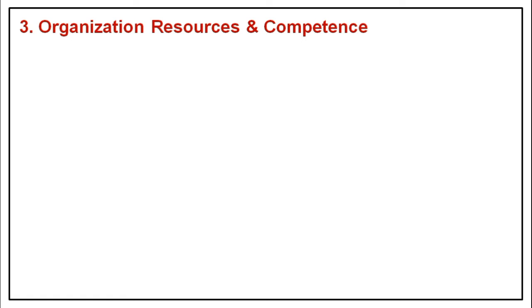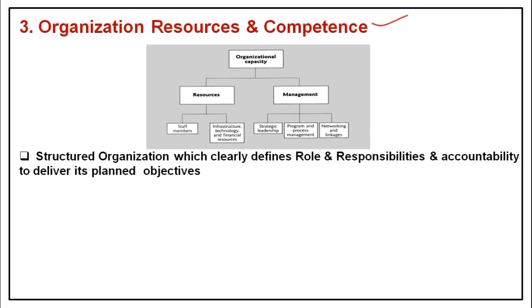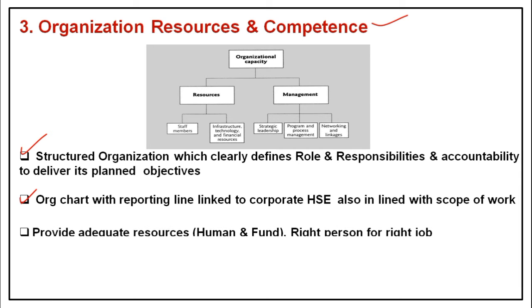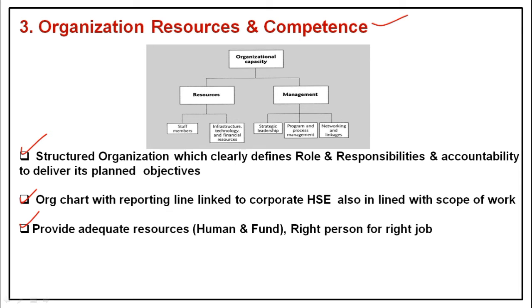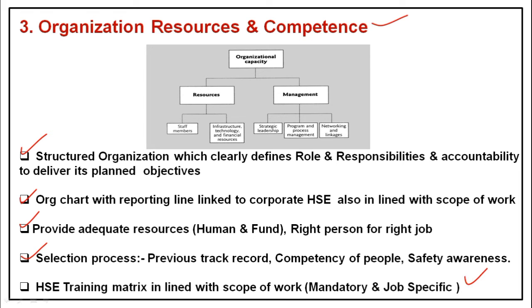Third one is organization resources and competence. Friends, these HSE elements address the organization of people, resources and the competence required for sound HSE performance. Structured organization which clearly defines roles, responsibilities and accountability to deliver its planned objectives. Organization chart with reporting line linked to corporate HSE, also in line with scope of work. Provide adequate resources like human and fund, a right person for right job. Selection process like previous track record, competency of people, safety awareness. HSE training matrix in line with scope of work.